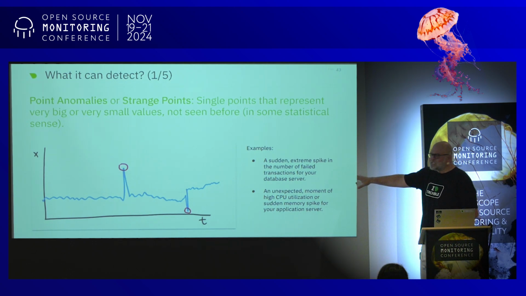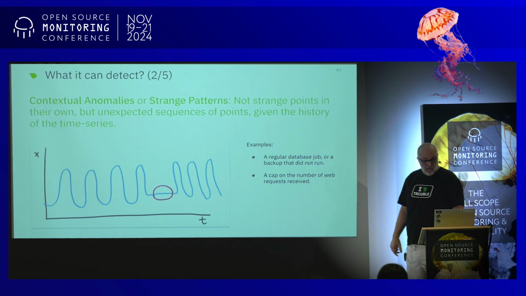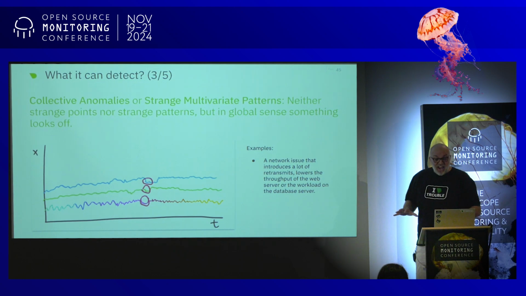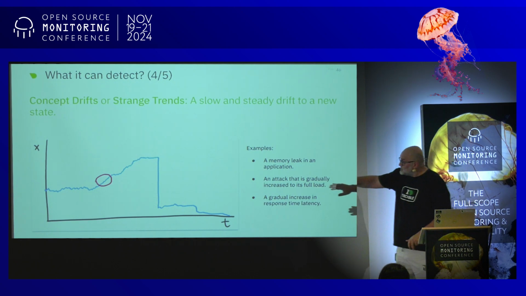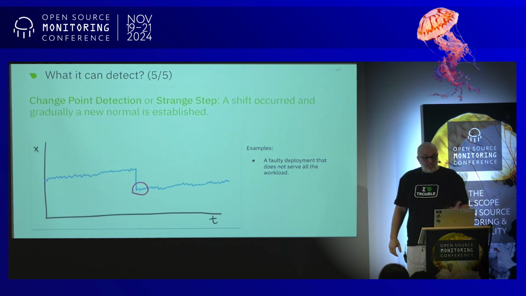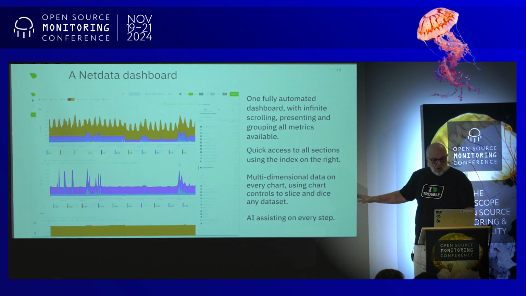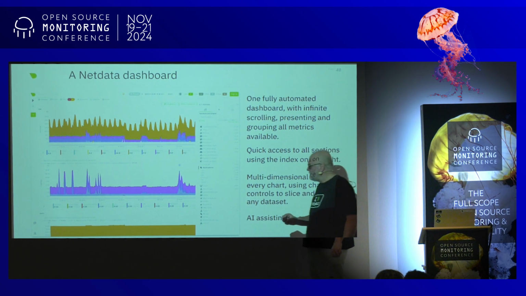So it will detect extremes. It will detect missing periods. It will detect strange multivariate patterns. This is the terminology of the data scientists. Strange drifts. You see there that it goes up for some reason. Even a strange step, something that didn't happen before. Why? What's that? So these are some of the anomalies that it detects.